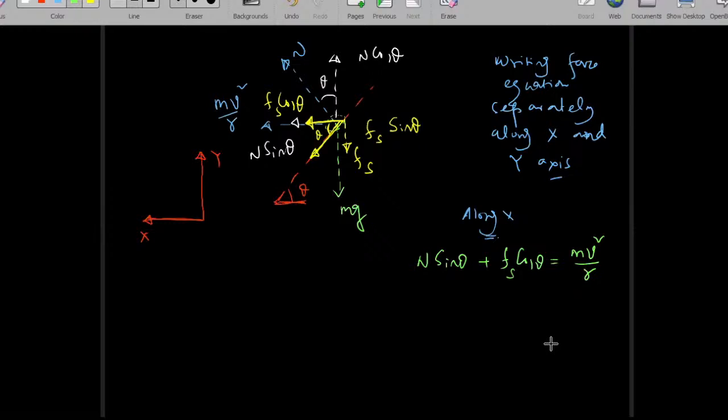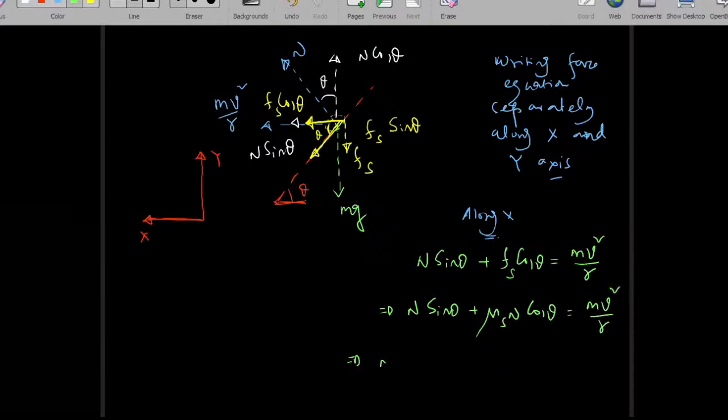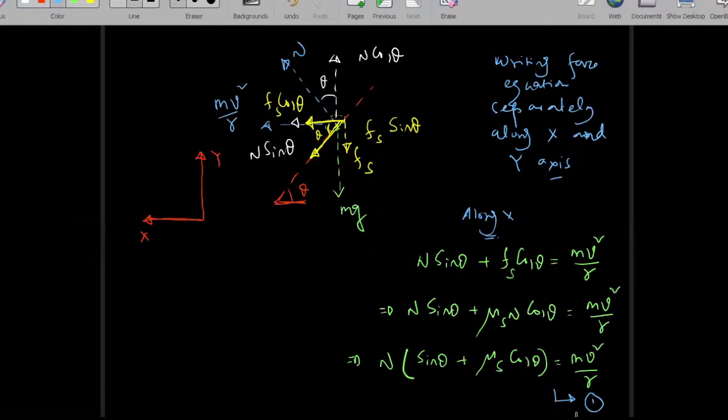Correct? No? Fine. So now let us simplify it. N sin theta plus fs means mu s into n cos theta is equal to mv square by r. So if I take n common, we are getting sin theta plus mu s cos theta is equal to mv square by r. Let us call this equation number 1. Okay, no? Fine. Right.